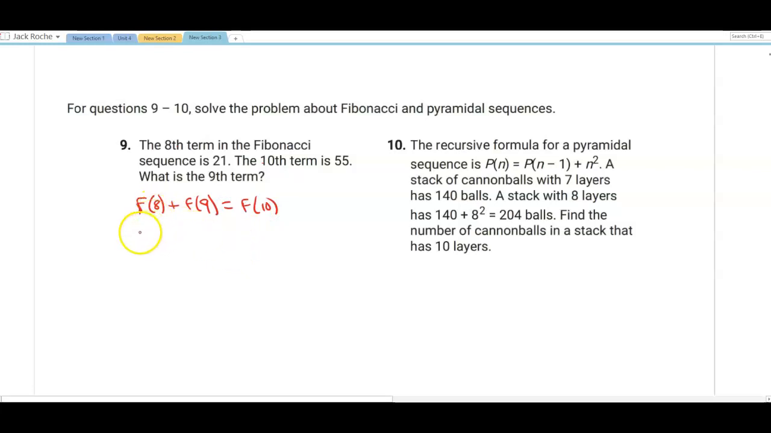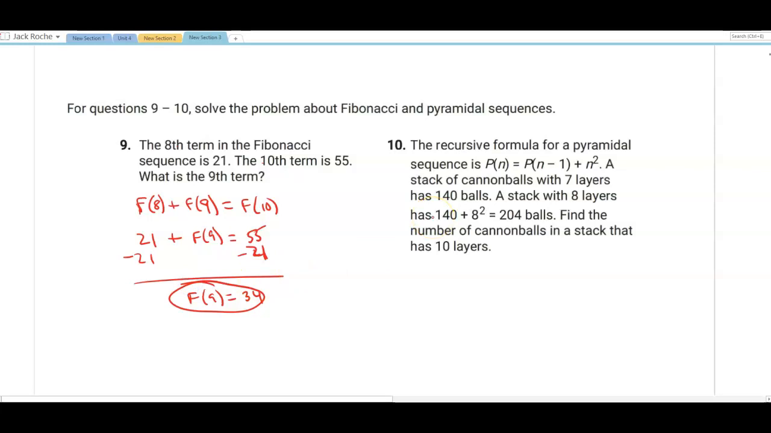So what was the 8th term? 21. Plus, what is the 9th term? I don't know that. And what was the 10th term? 55. And if I subtract 21, your 9th term would be 34. Okay.